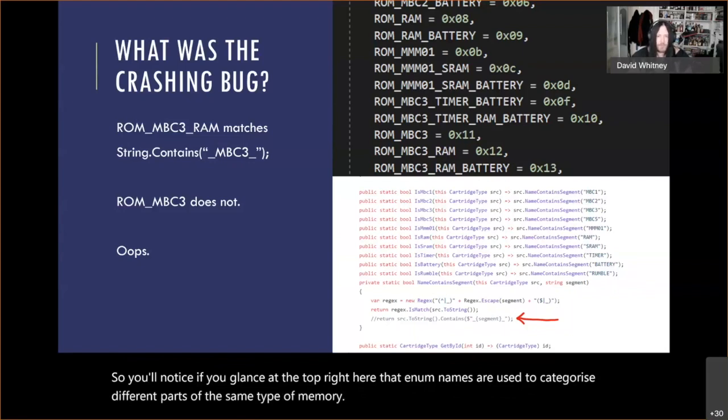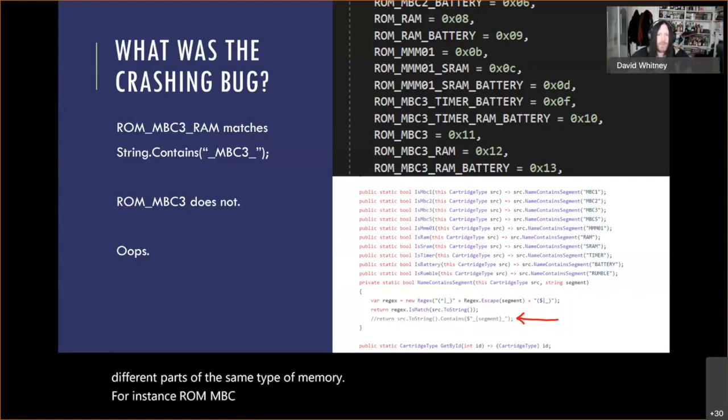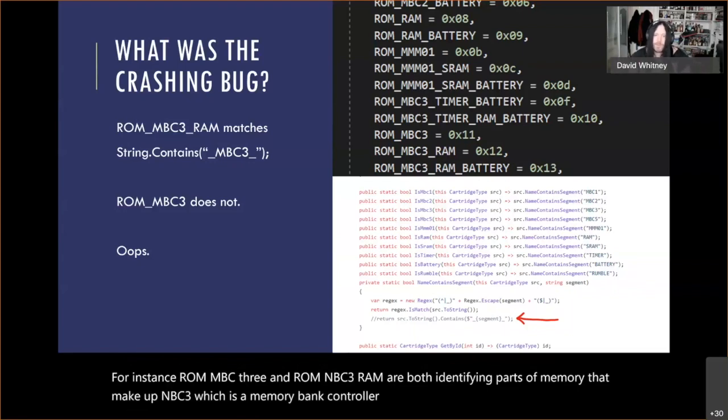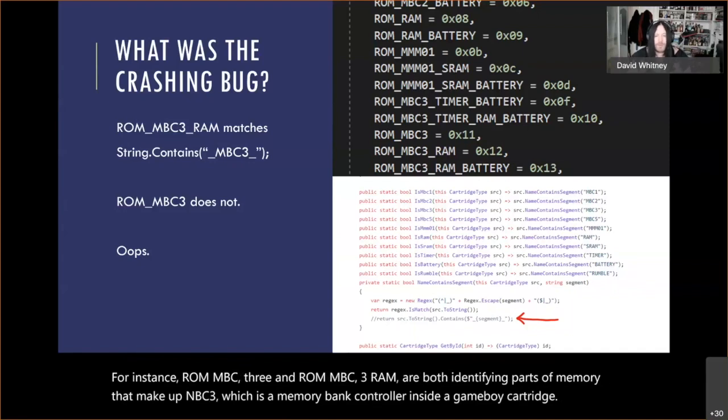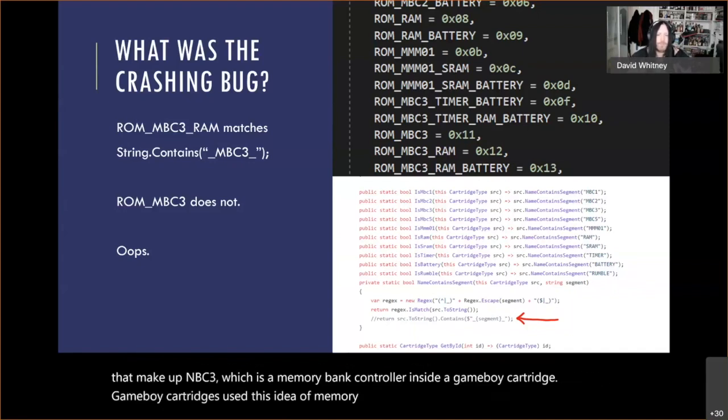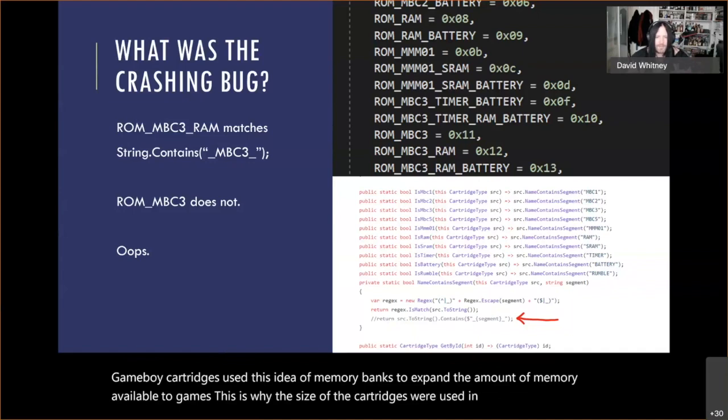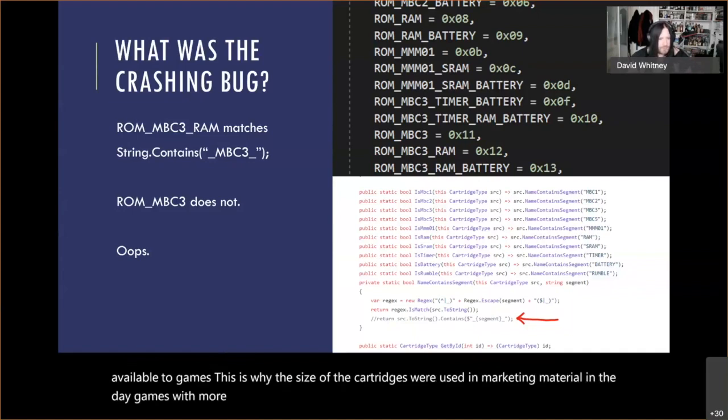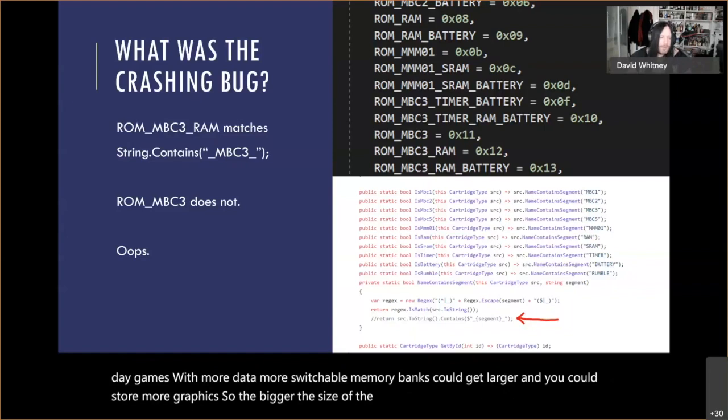For instance, ROM MBC3 and ROM MBC3 RAM are both identifying parts of memory that make up MBC3, which is a memory bank controller inside a Game Boy cartridge. Game Boy cartridges use this idea of memory banks to expand the amount of memory available to games. This is why the size of the cartridges were used in marketing material in the day. Games with more data, more switchable memory banks could get larger and you could store more graphics. So the bigger the size of the cartridge, generally, the better the game looked.